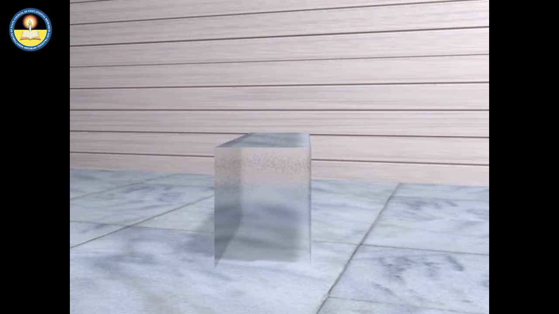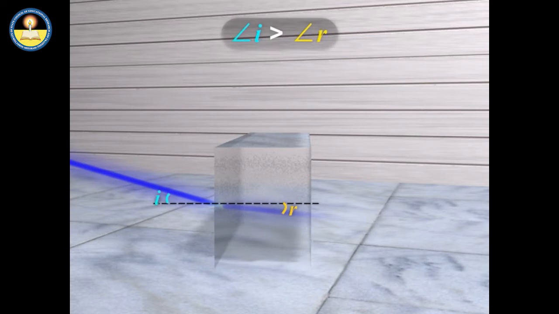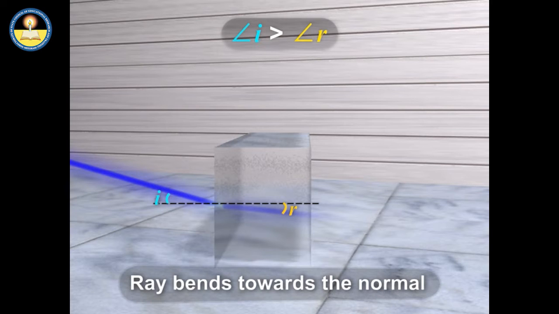On the other hand, the light slows down as it passes from a rarer medium to a denser medium. Thereby, the angle of refraction becomes less than the angle of incidence and the ray bends towards the normal.